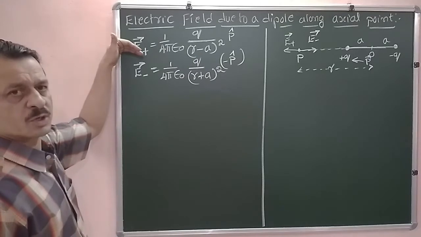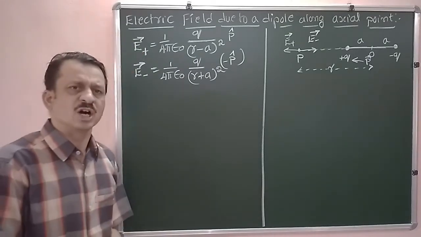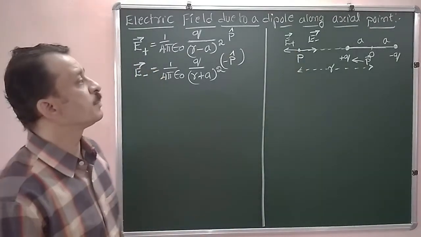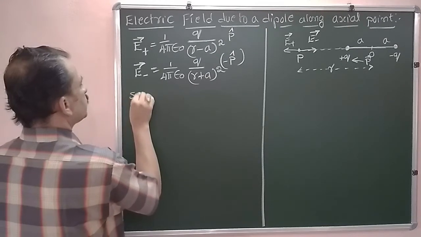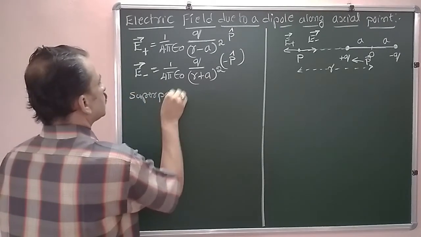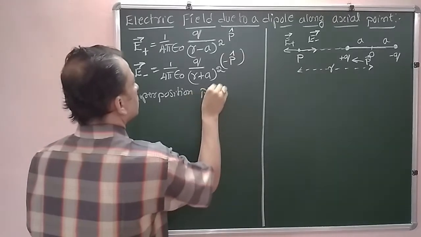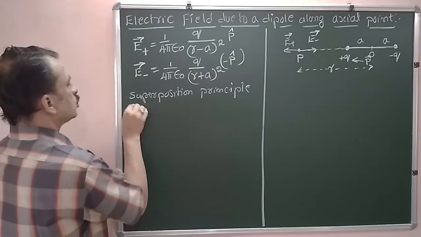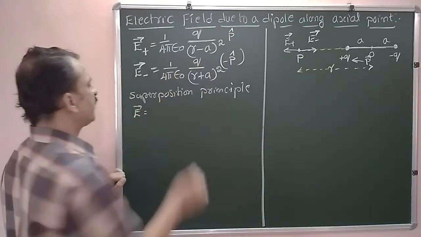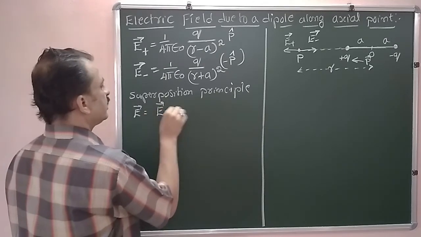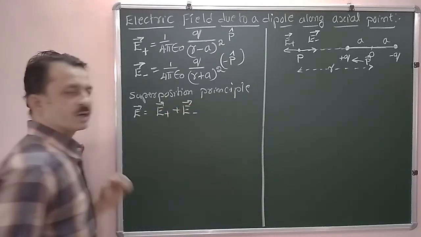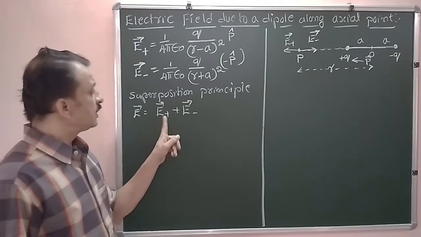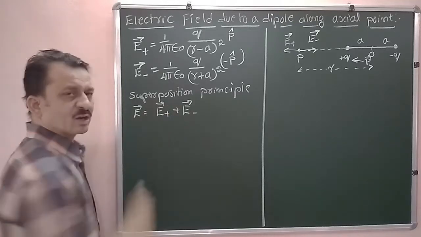Now this is the electric field due to the positive charge and the field due to the negative charge. Then according to the principle of superposition, what is the total field at the point P? From superposition principle, the total field E is equal to the vector sum, that is vector E plus plus vector E minus. It is the vector sum. Therefore, you are not supposed to put a minus sign. It is a plus sign, vector sum, because we have used the vector notation.